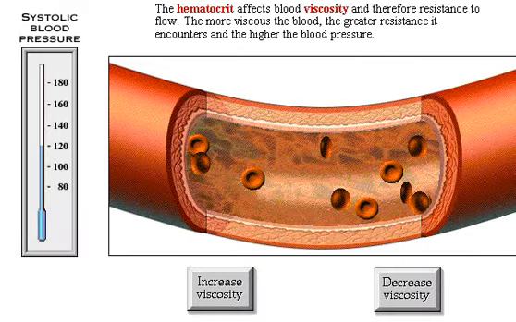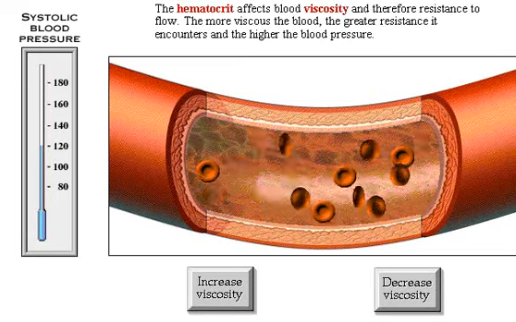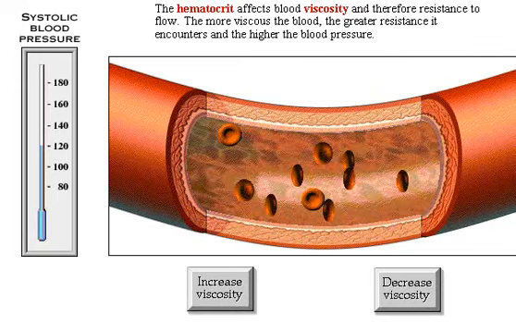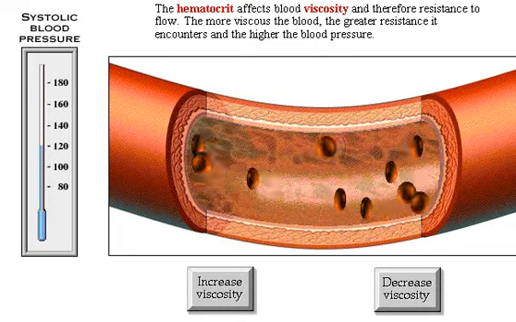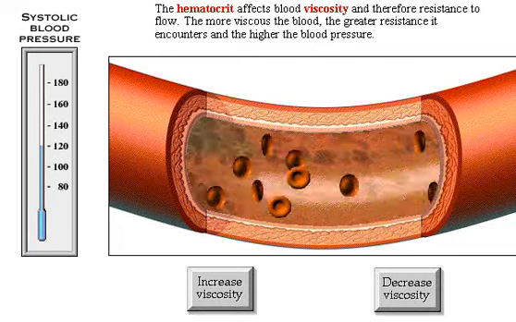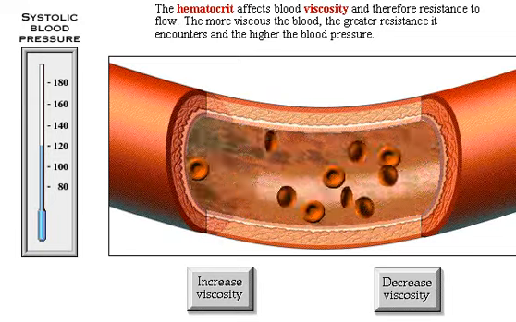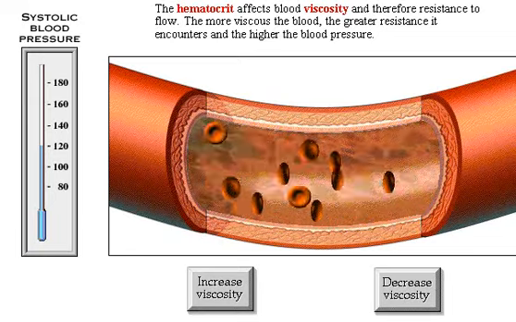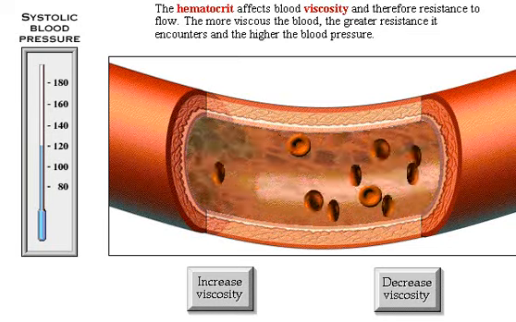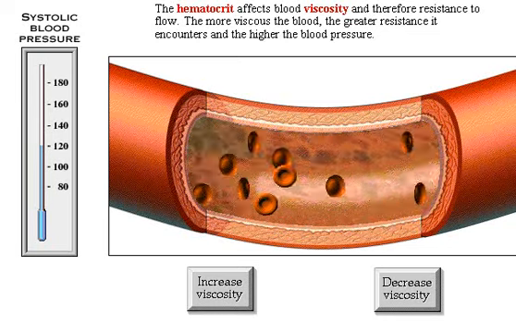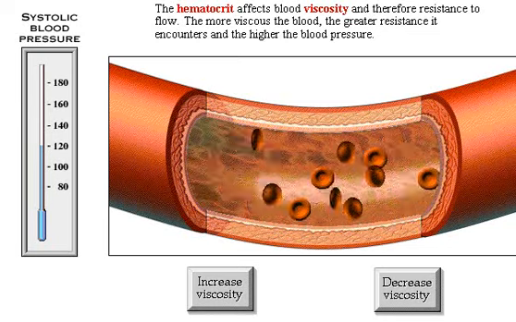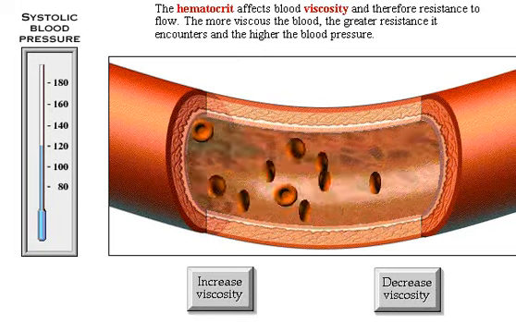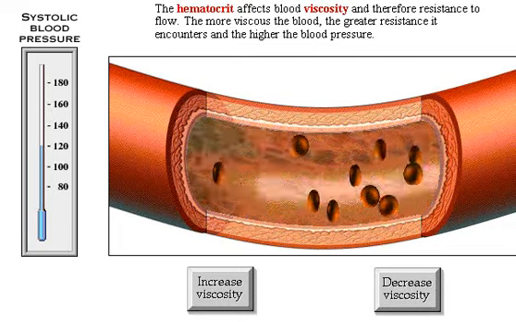The hematocrit is the percentage of red blood cells in the total blood volume. The hematocrit affects blood viscosity and therefore resistance to flow. The more viscous the blood, the greater resistance it encounters, and the higher the blood pressure. The hematocrit can increase as a result of either more red blood cells or less plasma in the blood. Conversely, the hematocrit can decrease because of either fewer red blood cells or more plasma.